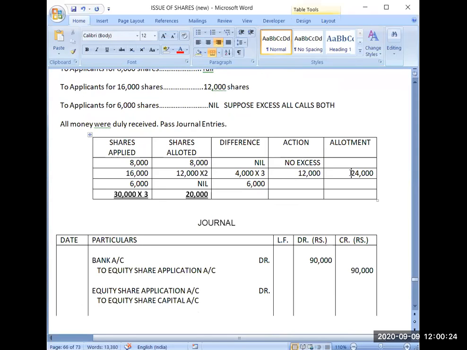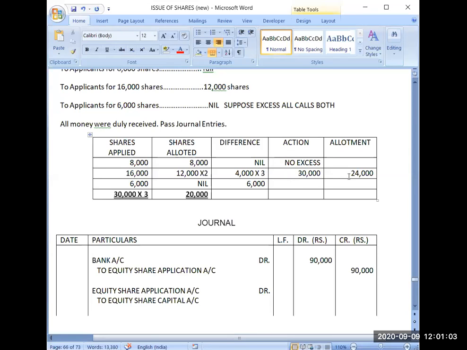If the question is not clear, let me know. Yes, very good. Because I need 24,000 first to cover the allotment. If suppose somehow my excess comes to 30,000, then how much money can I use on calls? Yes, very good. Then I can use 6,000 on calls. It is not the number of shares. It is the money that I have got by multiplying this application money.